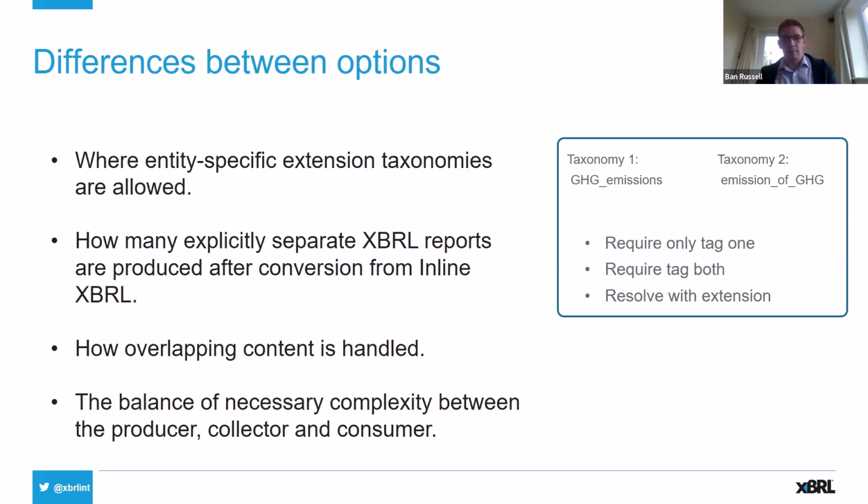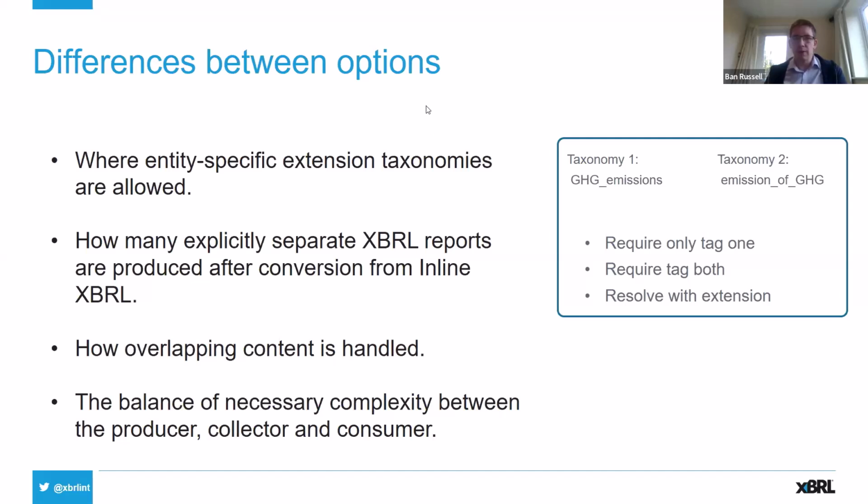Now, there is some necessary complexity here. It's not all going to go away. It's not a simple thing to do necessarily. But the complexity can be moved between different parties. So in the guidance, we consider moving that complexity from producer to collector and consumer. Where do we want that complexity to sit? So these are our four. We've had four options, four differences between them, and the guidance covers all of what we've seen so far in a little bit more detail if you want to see more.